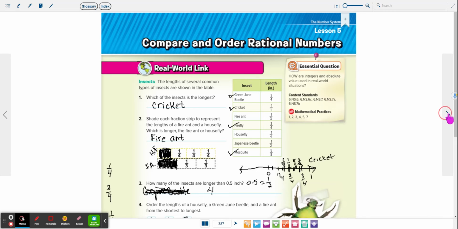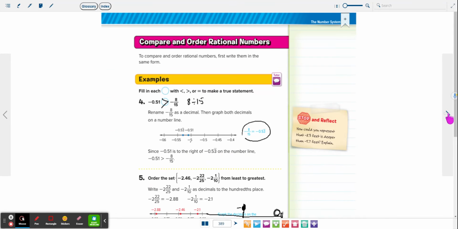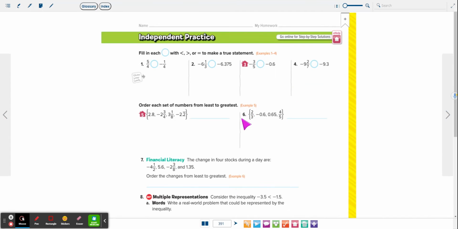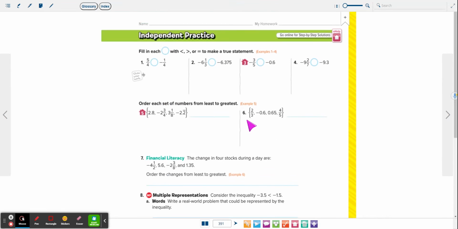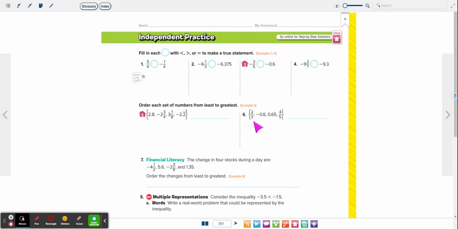Hopefully you didn't have too many problems with these, and hopefully you got your homework turned in, which was page 391. If you haven't turned that in yet, get that in as quickly as you can so that it can get graded and put into Skyward.